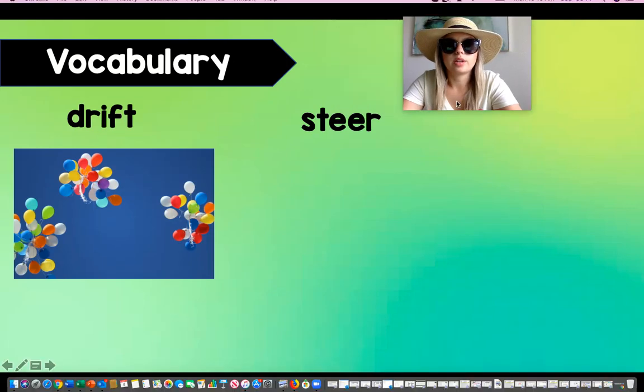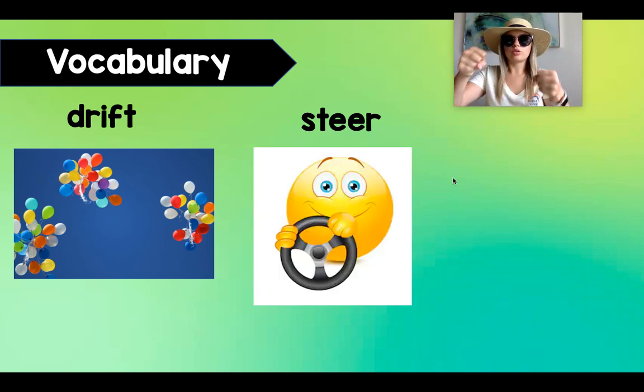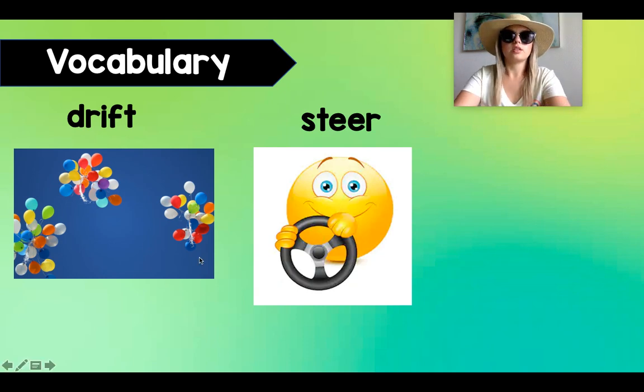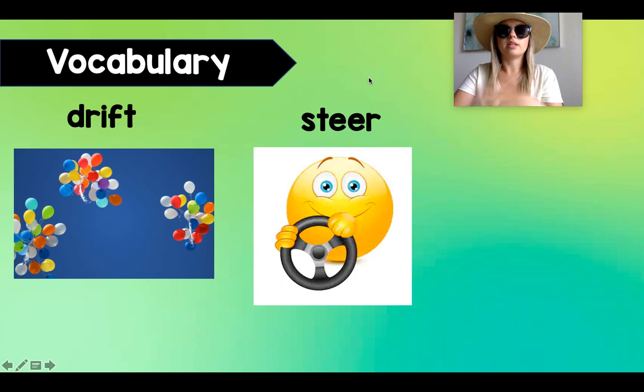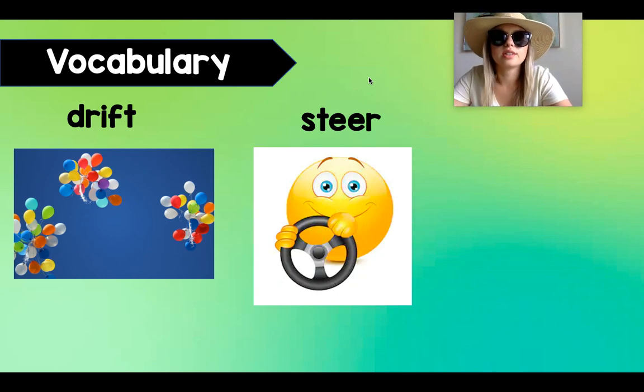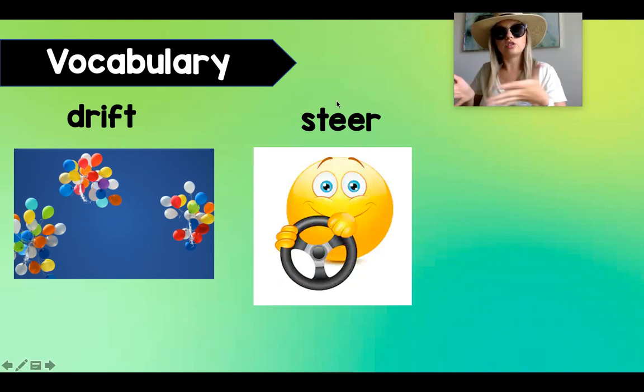The next word we're going to hear is steer, to steer. Did you know that your parents steer a car? That means they control it using something. So this is a steering wheel, which you can turn to move. To steer means to change directions of something. If you're on your bike, you can steer a bike by turning the handles. You can steer a wagon by pulling it a certain way. So steer means to change directions.